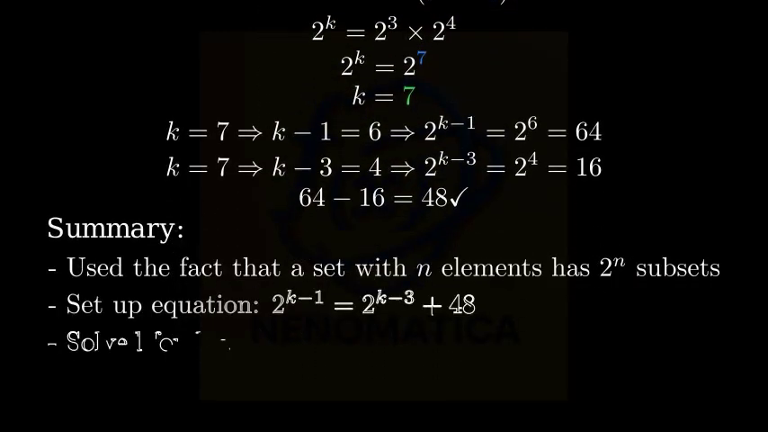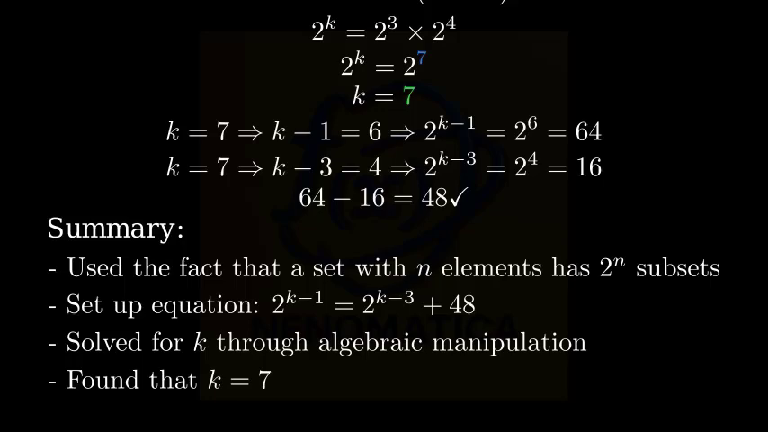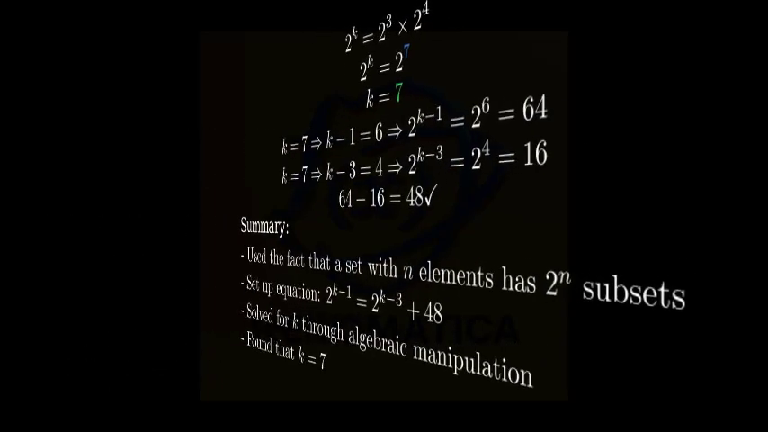To summarize, we solved this problem by, first, setting up an equation using the fact that a set with n elements has 2 to the power of n subsets. Then, we performed algebraic manipulations to isolate 2 to the power of k. Finally, we determined that k equals 7.